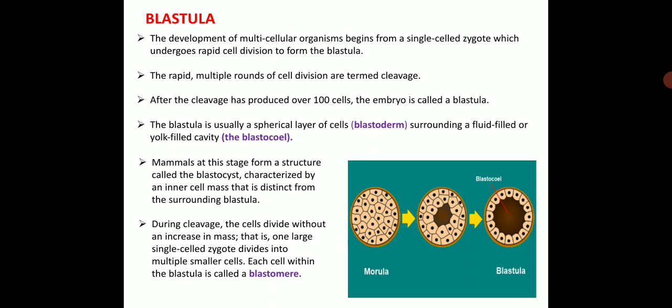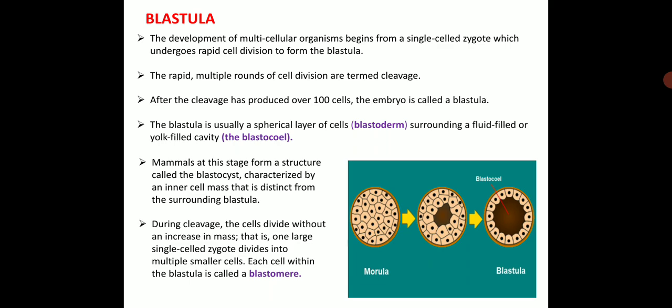Next, very important, after the cleavage comes the next process, what we call the morula. Next is the blastula. The development of a multicellular organism begins from a single-celled zygote which undergoes rapid cell division to form the blastula. The rapid multiple rounds of cell division are termed cleavage, and after the cleavage there are about 100 cells in the embryo, and that stage we call the blastula.